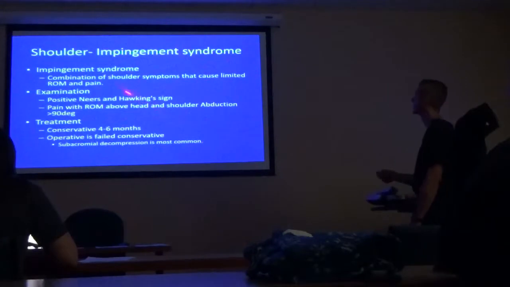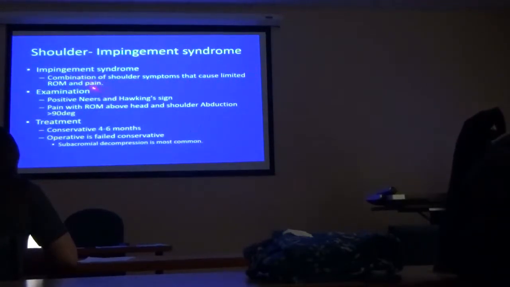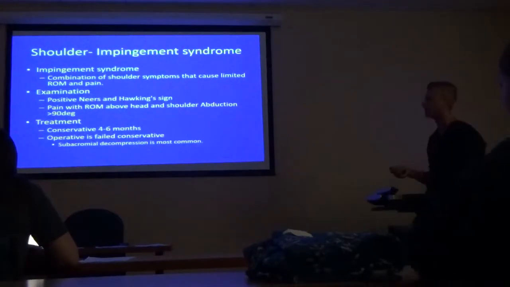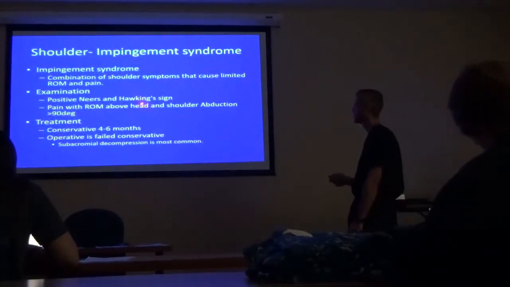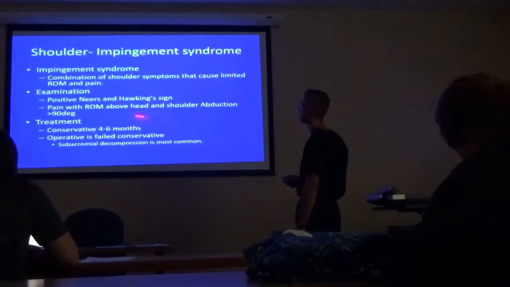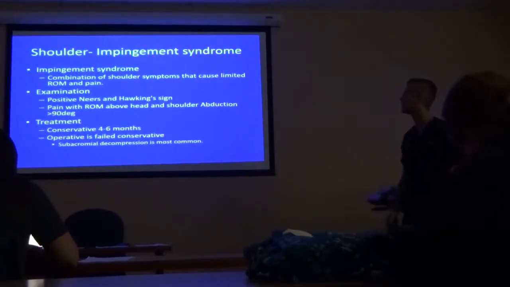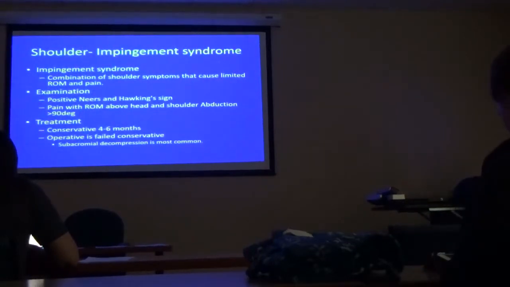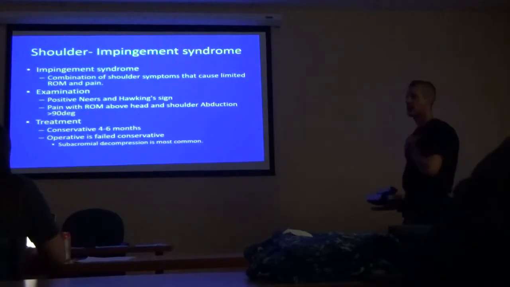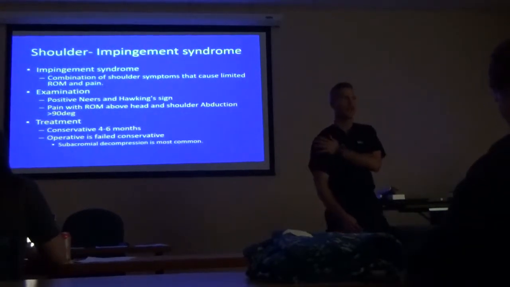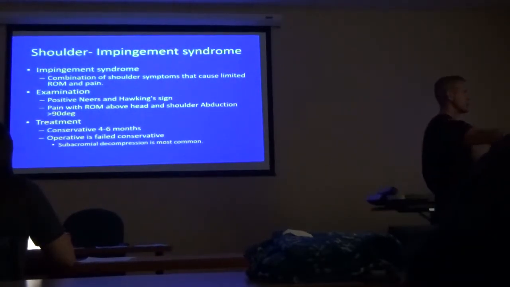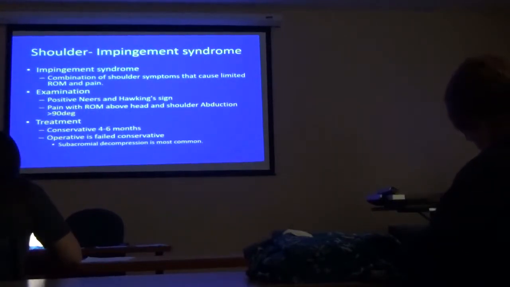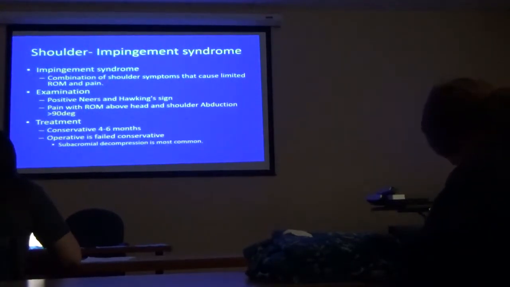Impingement syndrome, so a combination of shoulder symptoms that cause limited range of motion and pain. Positive Neer and Hawkins signs would be for your examination. Pain with range of motion above the head and shoulder abduction over 90 degrees. So this is going to be a painful syndrome. Impingement syndrome is kind of like adhesive capsulitis. Adhesive capsulitis is where you can't move it. Impingement syndrome is where you get shooting type nerve pain, sharp stabbing pain at certain ranges of motion.